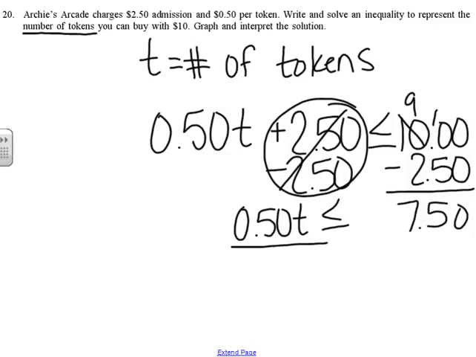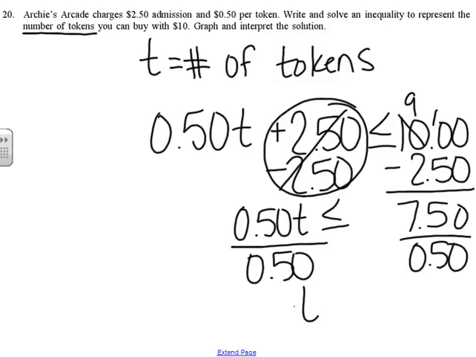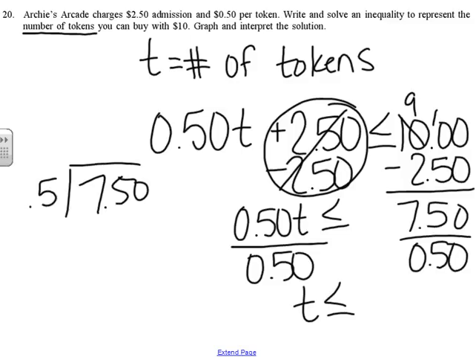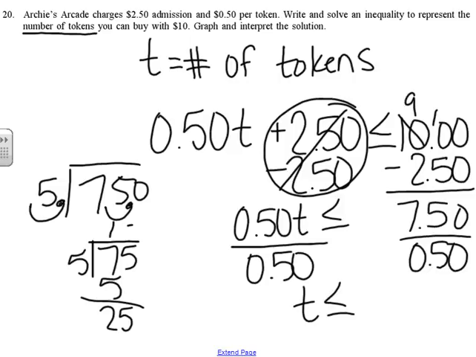Okay, so 50 cents times the number of tokens is less than or equal to 750. So we're going to divide by 50 cents on each side. Okay, so 750 divided by 0.5. So really, we're doing 75 divided by 5. Okay, so that's going to leave us with 15 tokens.